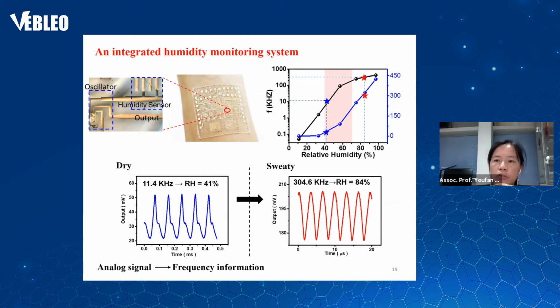We get such kind of integrated system. It involves our humidity sensor and also our carbon nanotube-based ring oscillator. And when we attach the system on the body surface, and we get a different level of switching, then the oscillation frequency of the ring oscillator will be changed. So in this case, we can convert the analog signal, or the information of the analog signal, into frequency information. So it is ready for the next step, the wireless data transmission.